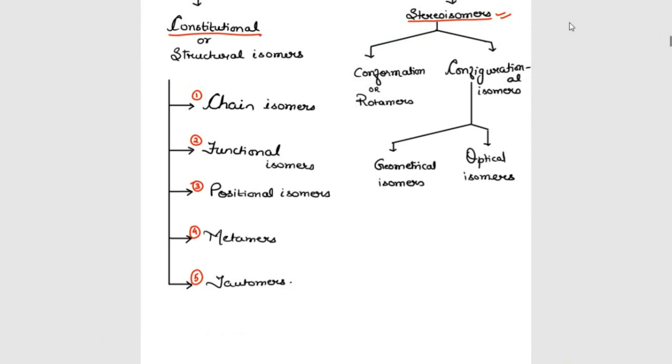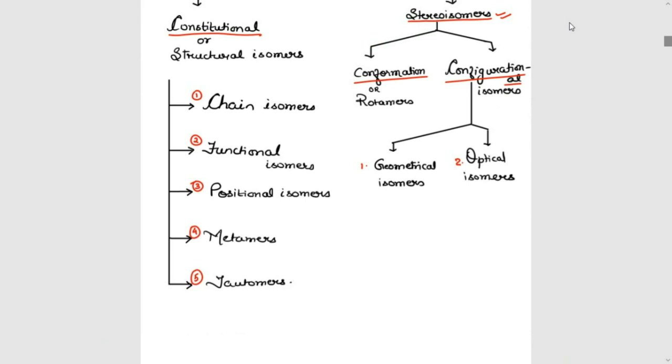If you go to stereoisomers, they are divided into two categories. One is conformational isomers, second is configurational isomers. Conformational isomers or conformers are also called rotamers. And the configurational isomers are further divided into two: one is geometrical and second is optical. This is a very technical distribution, geometrical and optical.